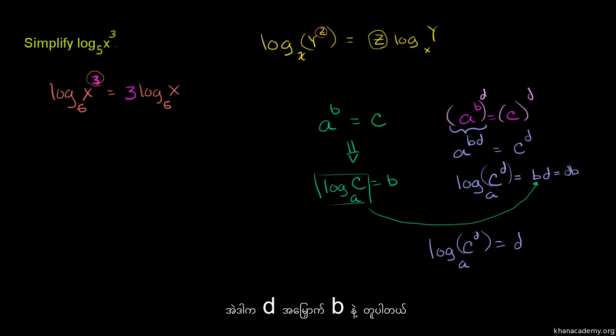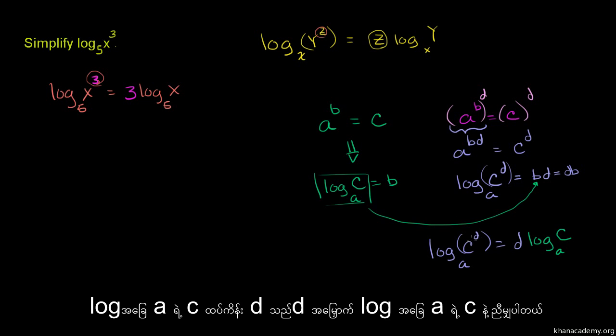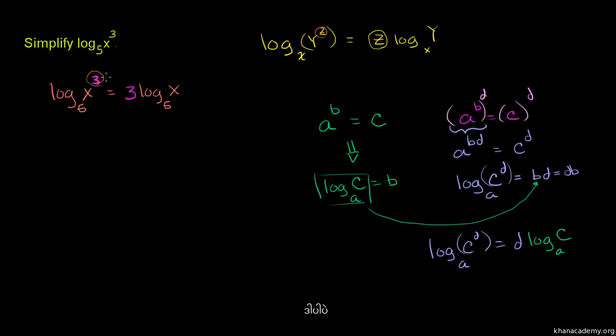b is just log base a of c. So there you have it. We just derived this property. Log base a of c to the dth, that's the same thing as d times log base a of c, which we applied right over here.